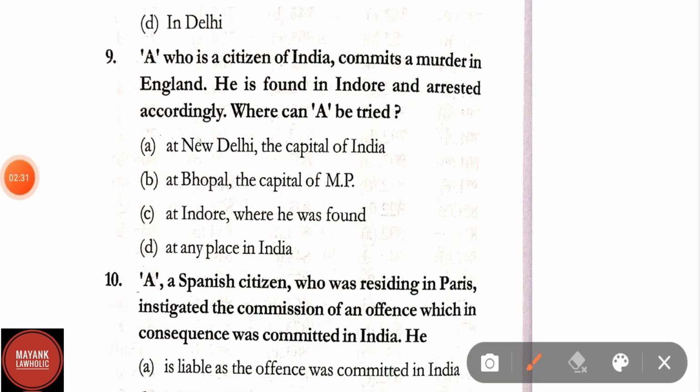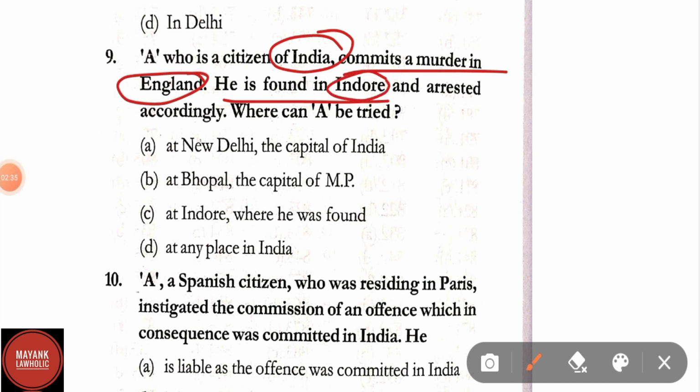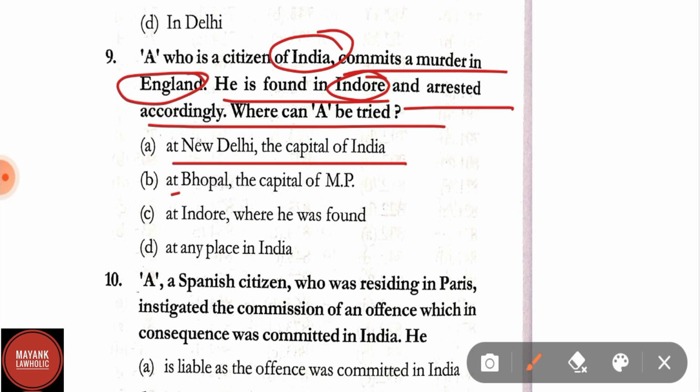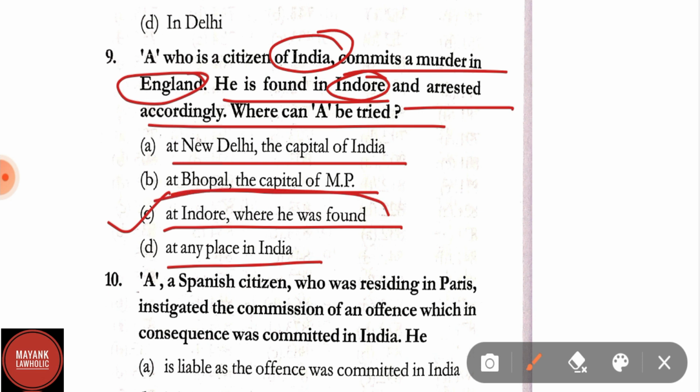Question number 9. A, who is a citizen of India commits a murder in England. He is found in Indore and arrested accordingly. Where can A be tried? Option A, at New Delhi, the capital of India, B, at Bhopal, the capital of MP, C, at Indore, where he was found, and option D, at any place in India. Correct answer is option C, that is at Indore, where he was found.